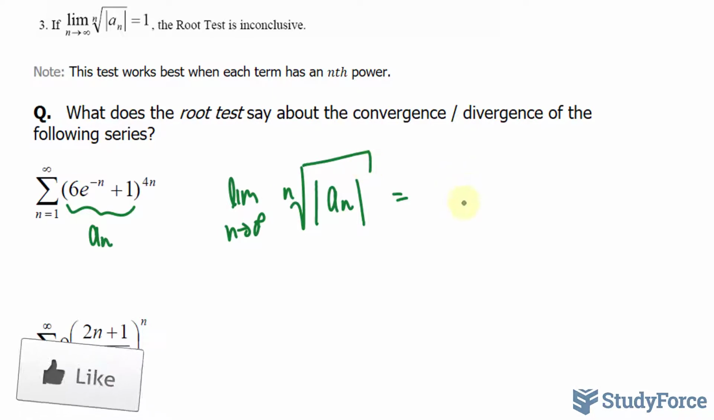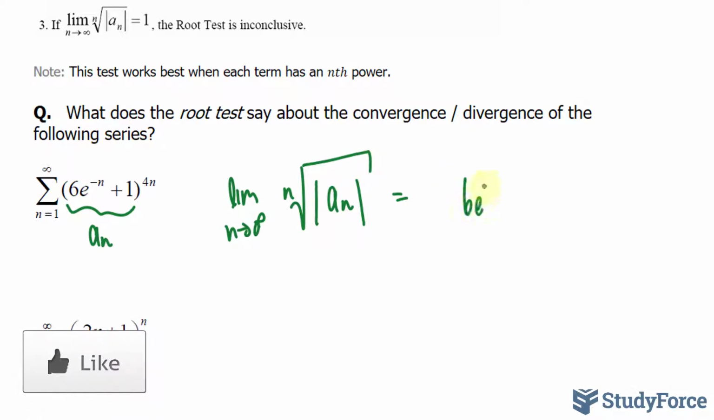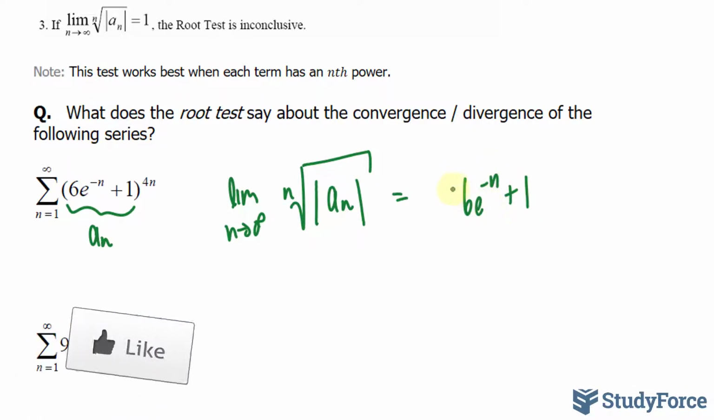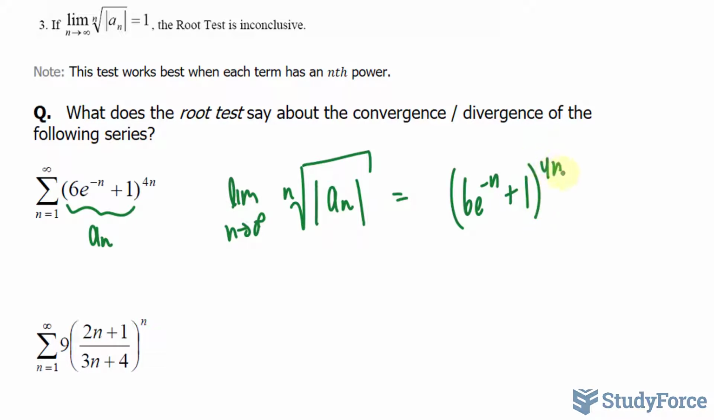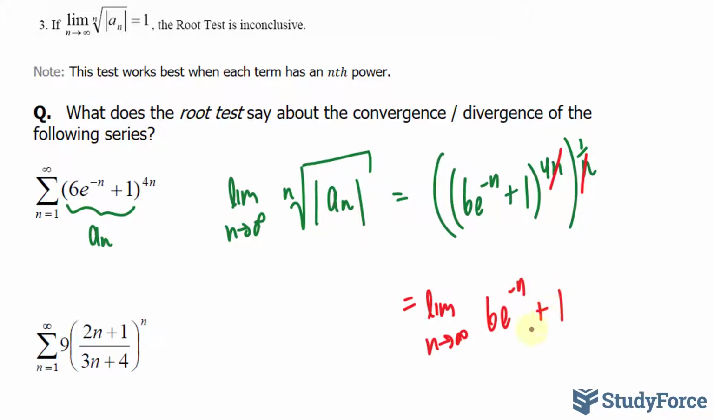Rather than having a radical, I'll write down 6e to the power of negative n plus 1. This is raised to 4n. And this is all being raised to 1 over n. According to the laws of exponents, I can multiply 4n with 1 over n, and what that will do is cancel out these n's, leaving me with the limit as n approaches infinity for 6e to the power of negative n plus 1, all raised to 4.